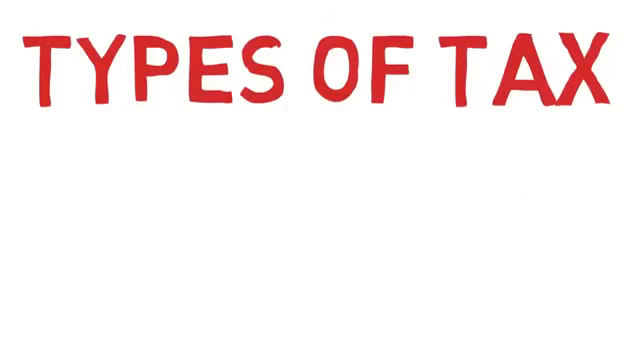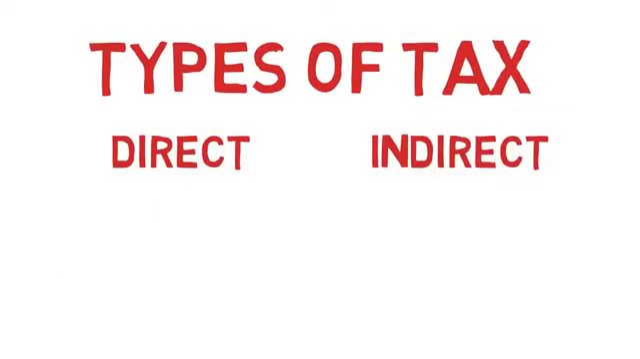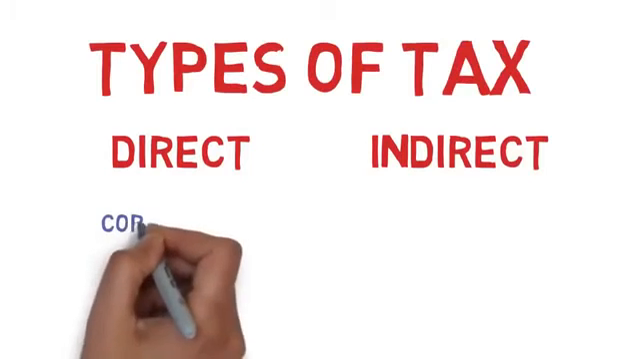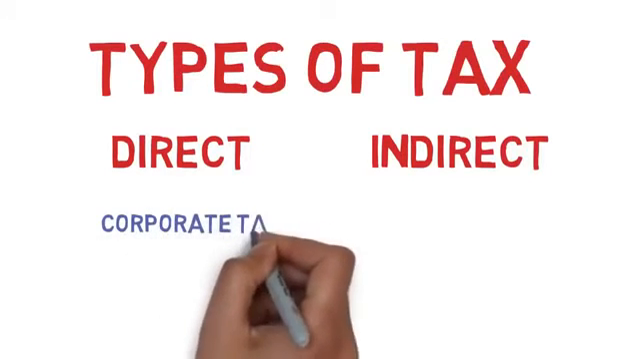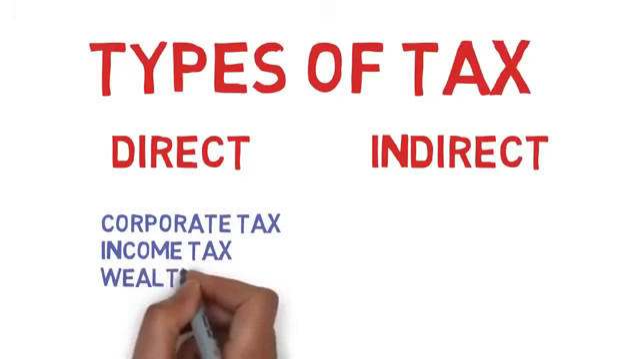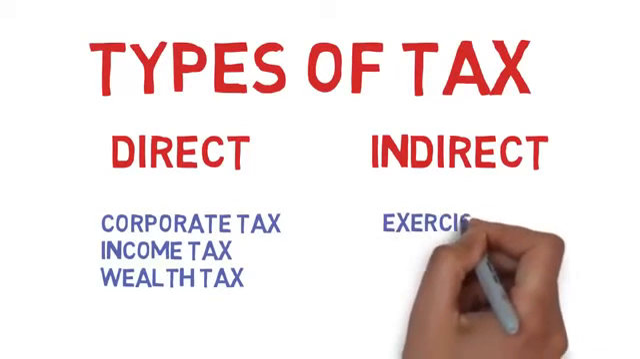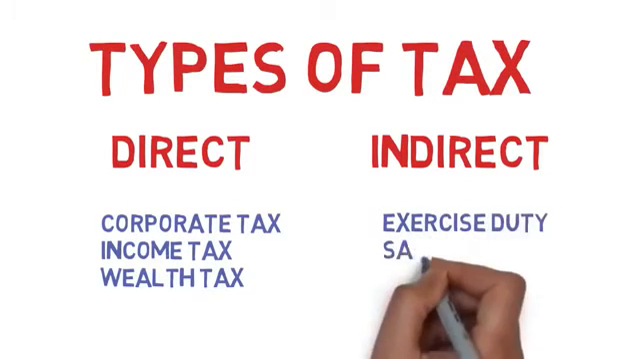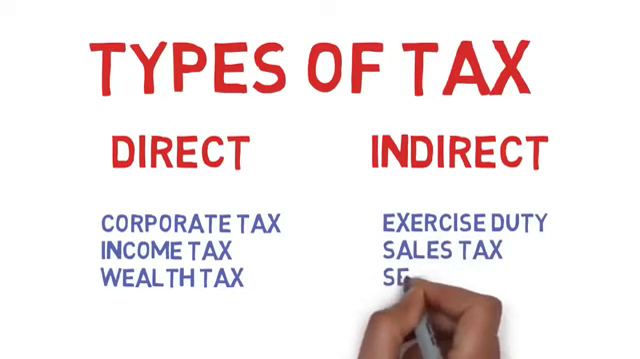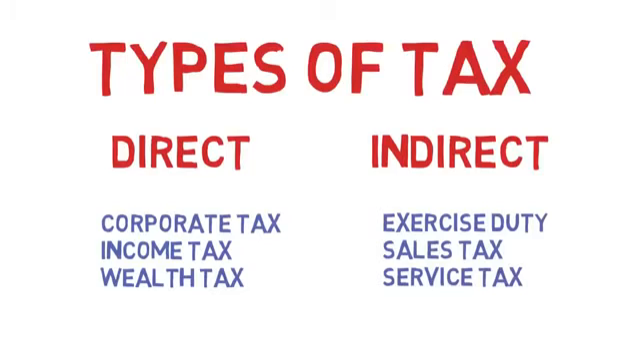There are actually two types of taxes. One is direct tax and the other is indirect. Direct tax is one whose liability cannot be shifted to someone else, like corporate tax, income tax, wealth tax, etc. But indirect tax is the tax whose liability can be shifted to someone else. It is central excise tax, sales tax, services tax, etc.